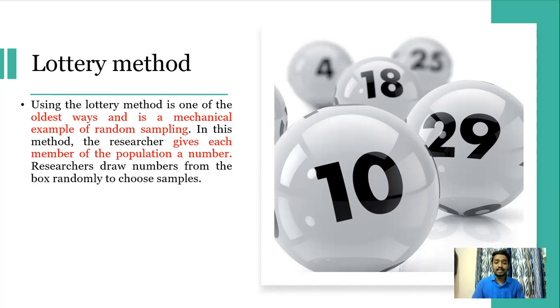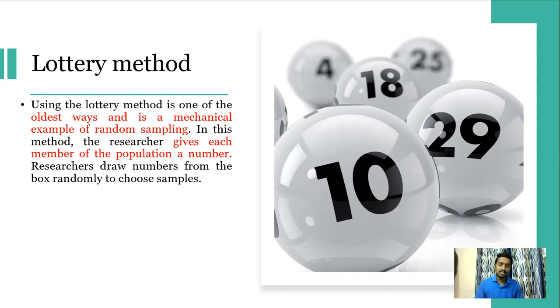But in this method, the researcher gives each member of the population a number. As I said, there will be a lottery number given to the individual, and based on the lottery number, they identify themselves under the process. On the day of the result, they are going to draw a number from a box randomly. There will be a box with all the lotteries in it, and they pick a lottery from the box randomly, and whichever number comes out first, those people will be chosen as winners.